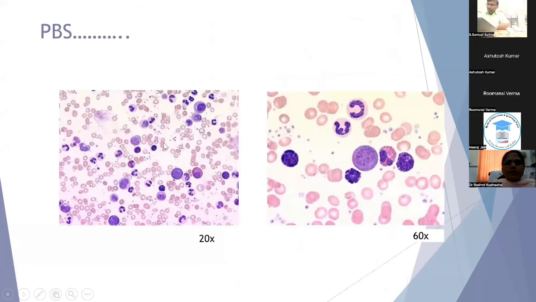The peripheral smear is showing the characteristic morphology, like there is increase in the granulocytic cells with left shift. We are seeing the myelocytes, the metamyelocytes, the eosinophilic precursors. This is a closer view showing increased number of basophils. This is an eosinophil, a myelocyte, and certain amount of dysplasia.